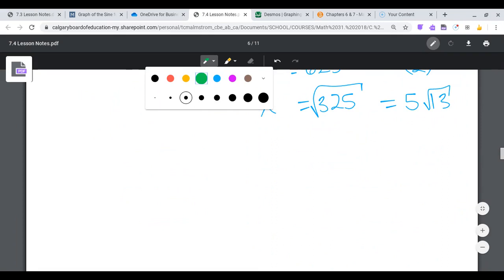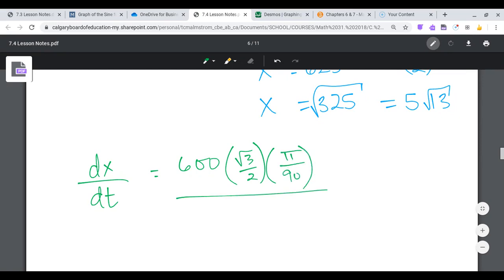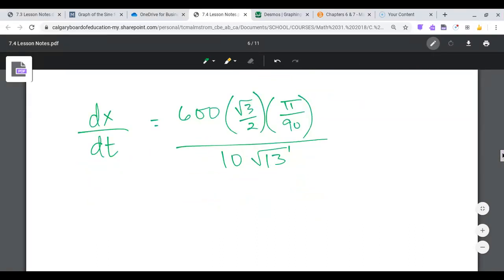So we have that dx/dt is equal to 600. And then we had sine of pi on 3. Sine of pi on 3 is root 3 on 2, multiplied by pi on 90. And then that was all divided by 2 times 5 root 13. So 10 root 13. And I'm going to try and tidy this up. Feel free to pause and see if you can beat me to the finish on the cleaning up here.